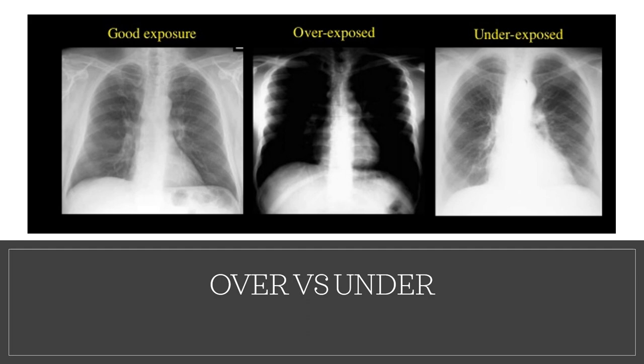Over versus under. Image number one is a good exposure. Image number two is an example of an overexposed exposure. And image number three is an underexposed exposure.